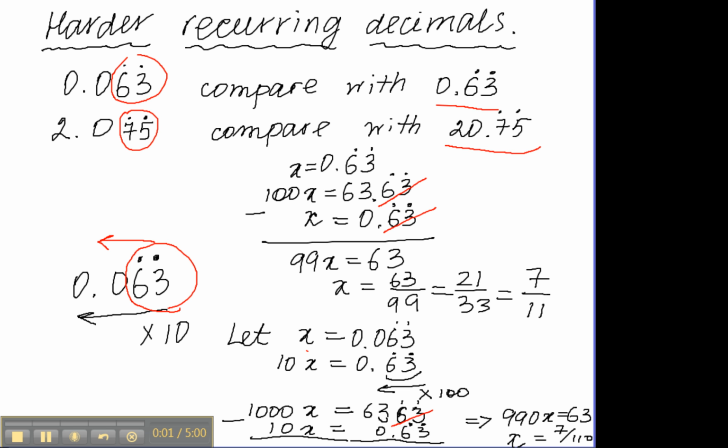In this video, I would like us to look at some harder recurring decimals. When I say harder recurring decimals, I mean those decimals that have the recurring pattern moved a few digits to the right from the decimal point. Like in this example, 0.063 recurring. As you can see, 63 recurring is just one decimal place away from the decimal point.